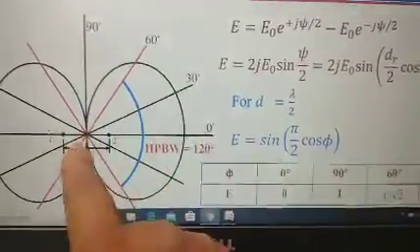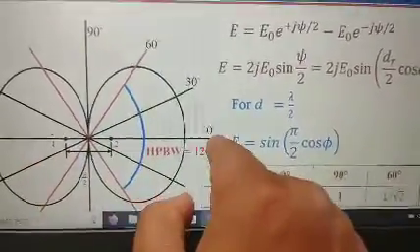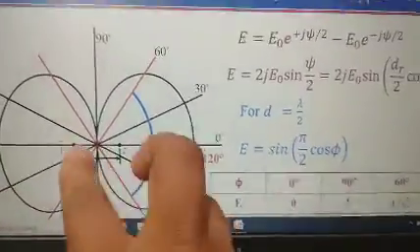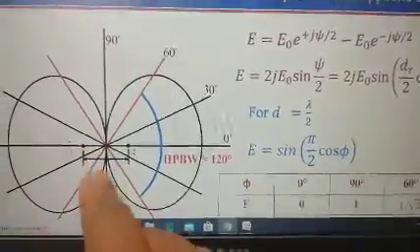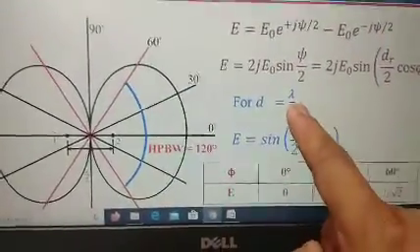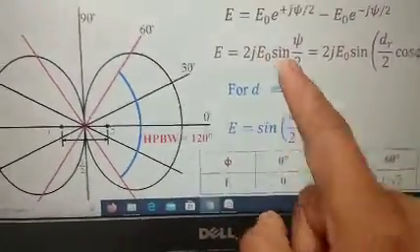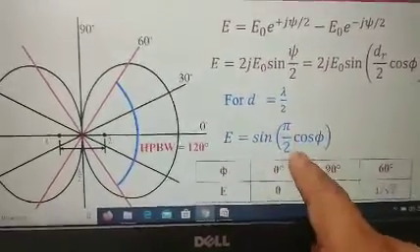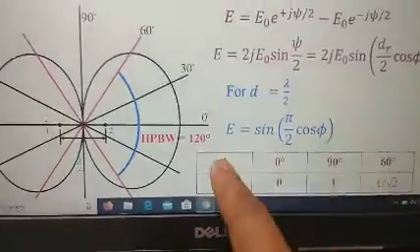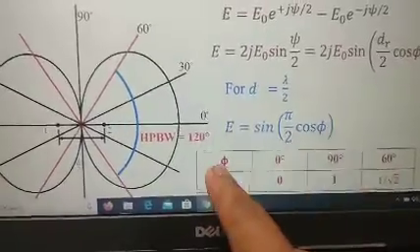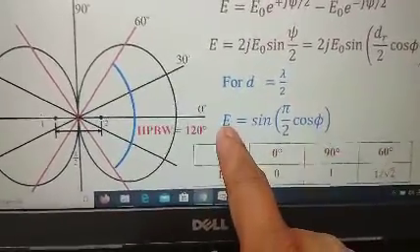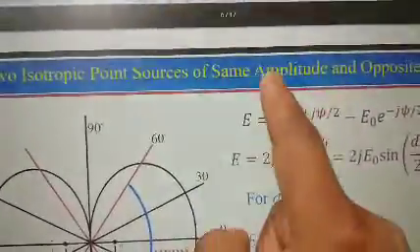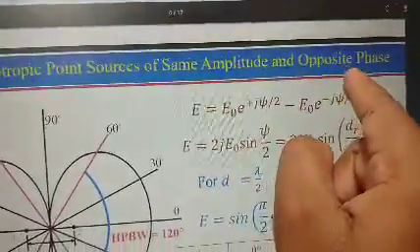on the opposite axis, meaning on the positive x-axis as well as on the negative x-axis, separated by the distance d, and d is equal to lambda by 2. Hence this equation is reformed: E is equal to sin(pi/2 cos phi). Then phi, to find the resultant electric field E, for this case two isotropic point sources of the same amplitude and opposite phase.